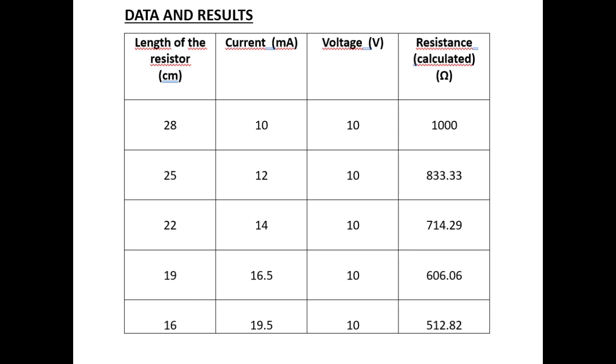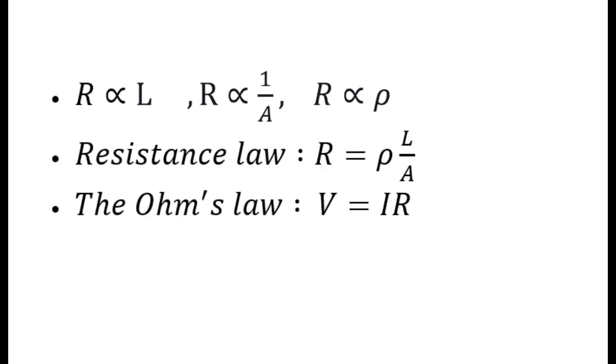First of all, I adjusted the resistor's length to 28 centimeters and recorded the resistance as 1000 ohms. Later on, I repeated this process 4 times with 4 different resistor lengths, and every step I reduced the length of the resistor by 3 centimeters.